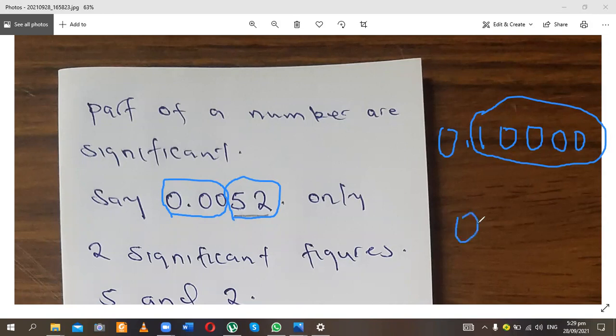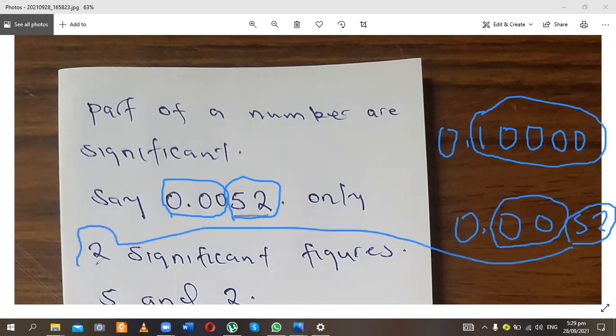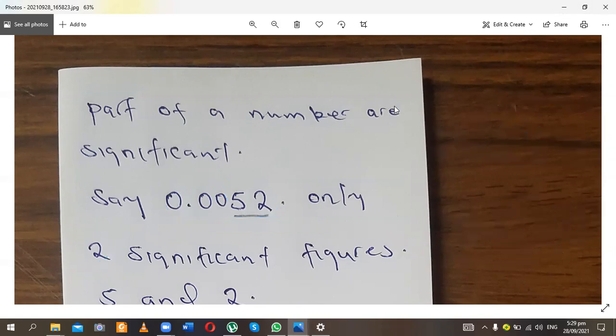But if you have the one we have, 0.0052, these zeros are leading zeros. Therefore, they are not significant. And as a result, we only have 2 significant numbers here. I do not know if I've explained it in the best way.